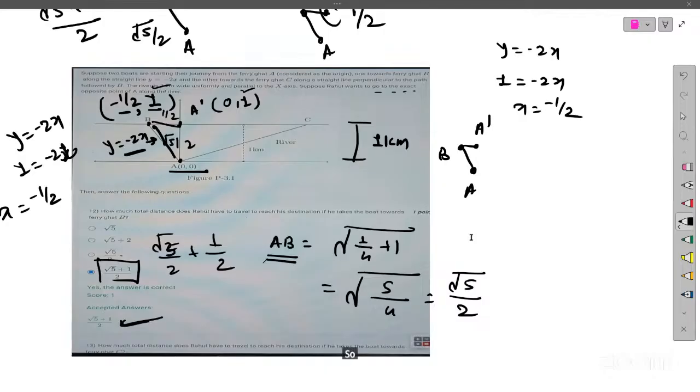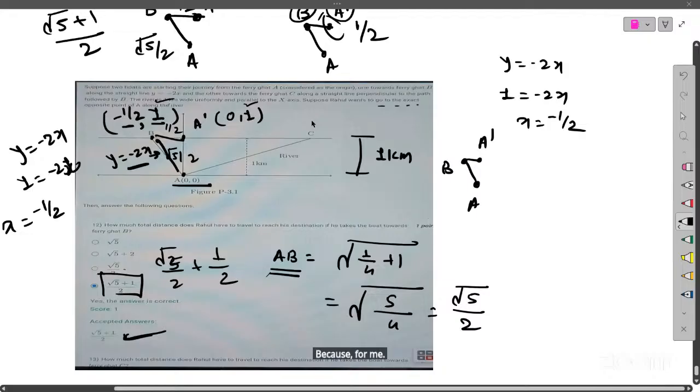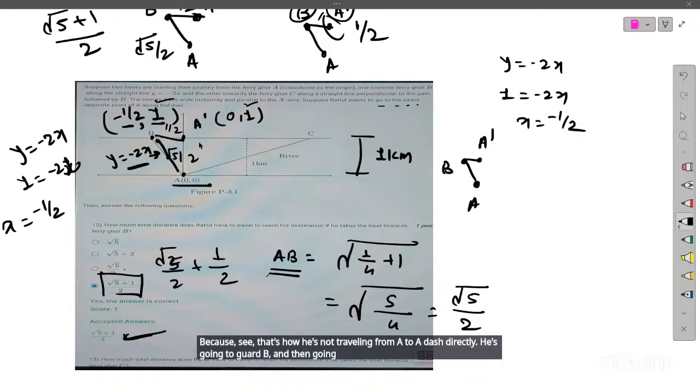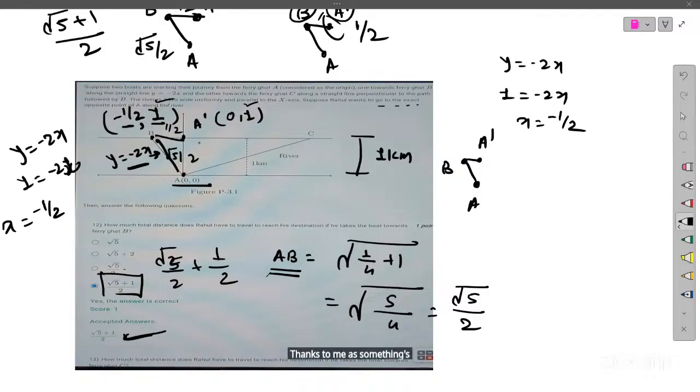If he takes the boat towards ferry ghat B, but why is that half distance taken? Because he's not traveling from A to A prime directly. He's going to ghat B and then going to the point A prime. Okay, his destination is not A prime? Yeah, it's given.